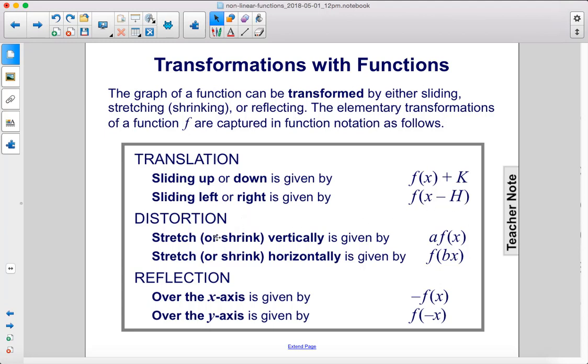Distortion. Stretching or shrinking vertically is given by a times f of x. Stretching or shrinking horizontally is given by f of b times x. Reflection over the x-axis is given by negative f of x, and reflection over the y-axis is given by f of negative x.